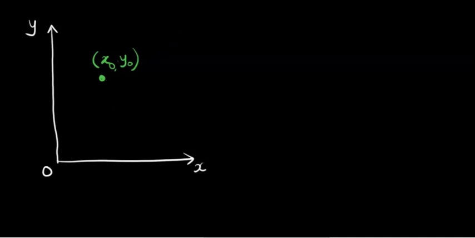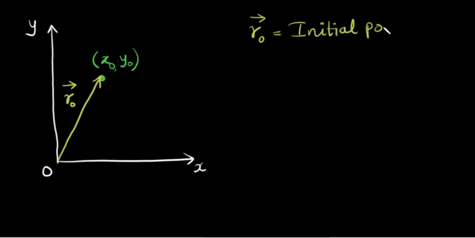Okay, so I will draw a vector from this point O. Let me draw a vector like this. Let's say this is the r0 bar vector. What does it say? It says that the position of this particular particle is x0, y0. So this is the r0 bar vector, and it tells about the initial position of our particle.